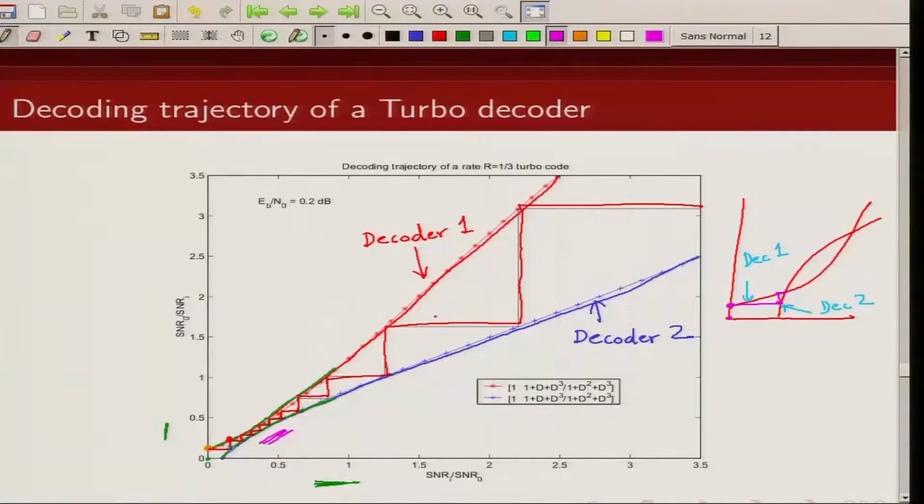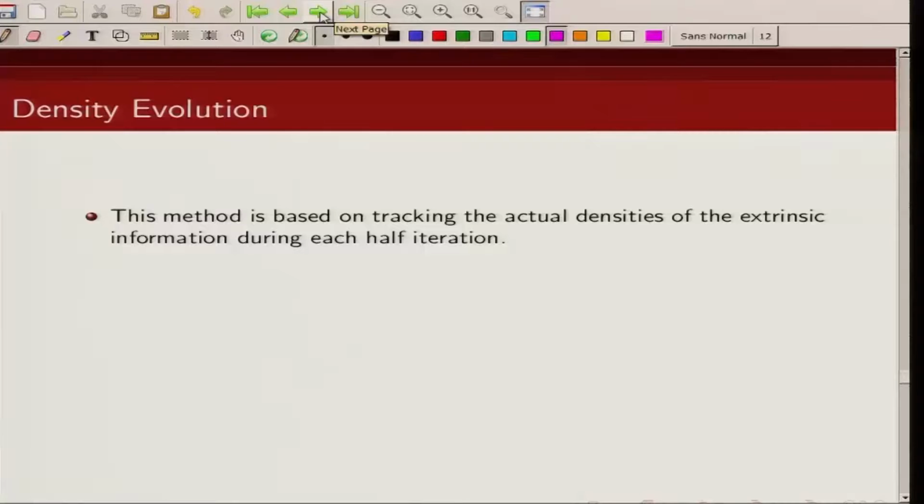So, we would like to choose our encoders in such a way that they match up in a way that there is a tunnel if we plot the decoding trajectories on reverse axis. This was the method of Al-Gamal.